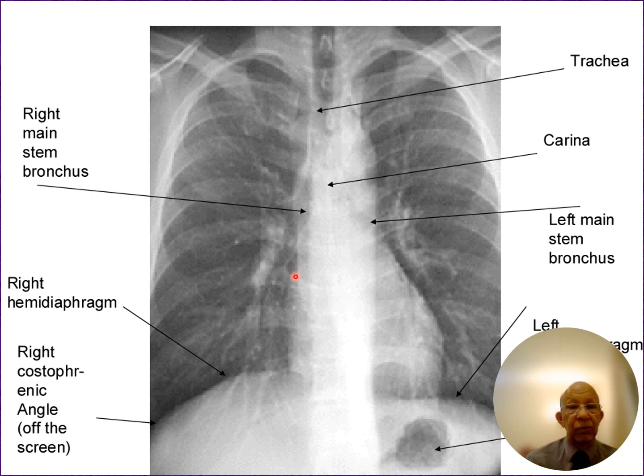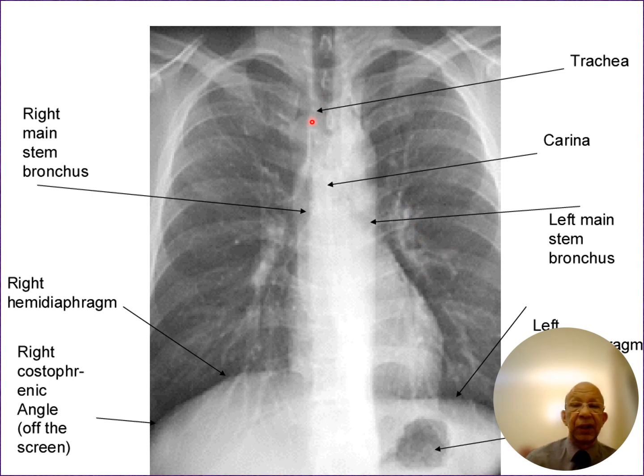So right costophrenic angle, you can see the right main bronchus here on this X-ray. You can see the carina, the left main bronchus, the trachea, the left hemidiaphragm, and again the right hemidiaphragm is higher than the left hemidiaphragm. On the other hand, the left hilum is usually higher than the right hilum. The hila should be concave outwards, and you can see that they are concave outwards.